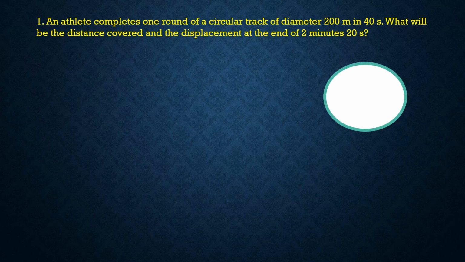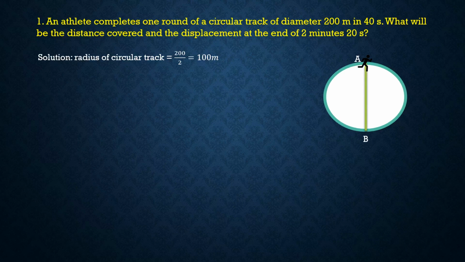So there is a circular track of diameter 200 meter, AB is diameter. The radius of this circular track is half of the diameter, that is 100 meter. Distance covered in 40 seconds is equal to 2 pi r. 2 pi r is the circumference of the circle.